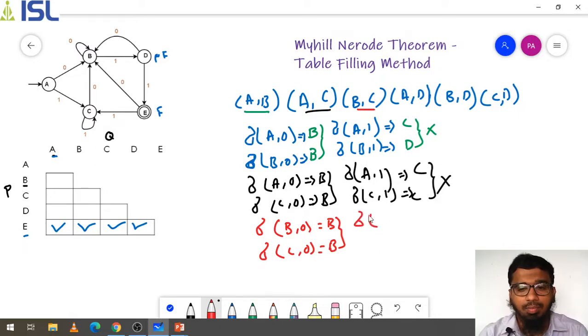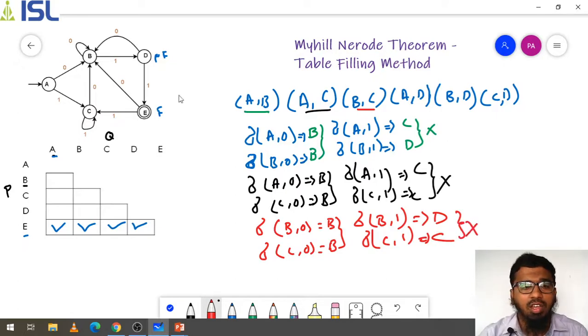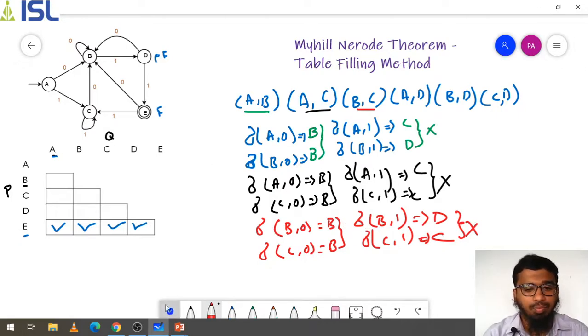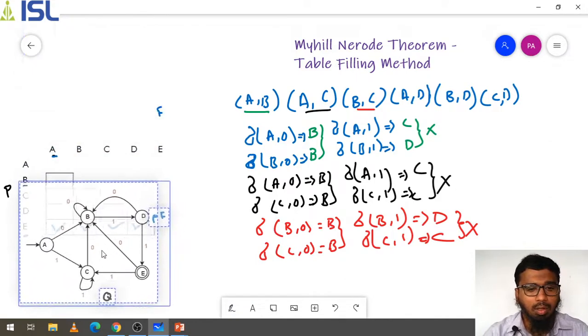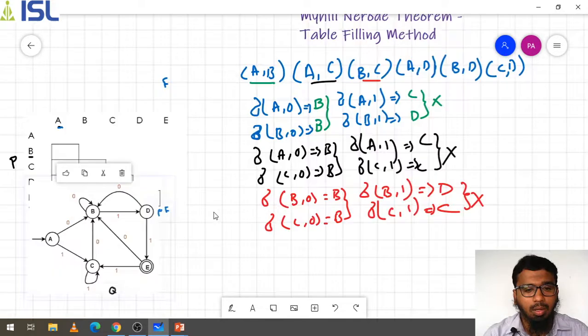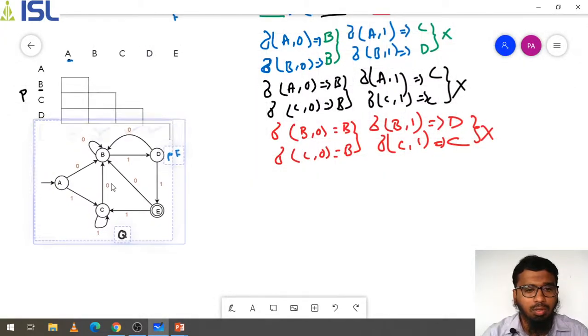Okay, delta(B,1) and delta(C,1). B comma 1 is going to D, and C comma 1 is going to C. These both are also the same, normal states CD. Because of that we have not taken them. Okay, now I will take it down.